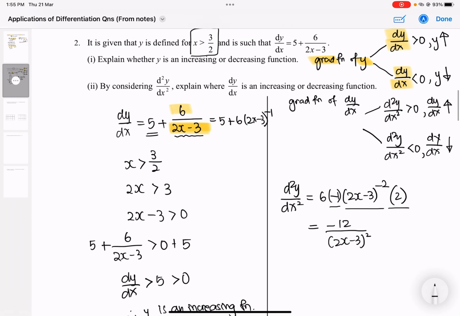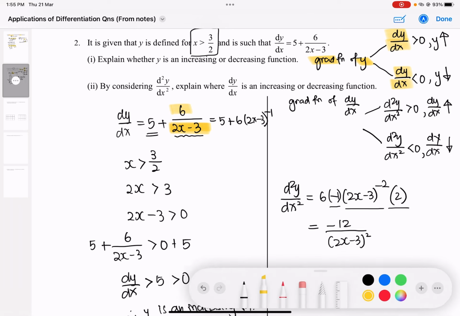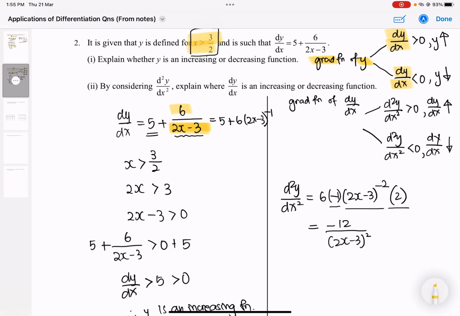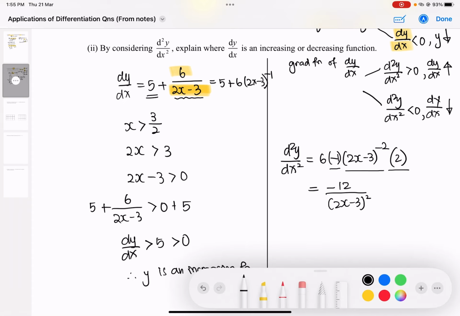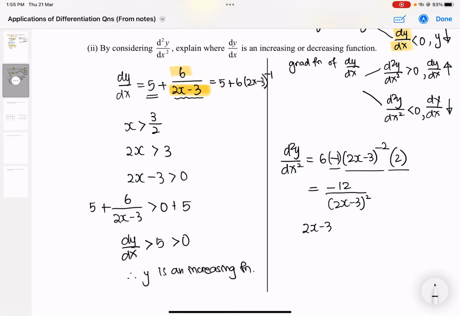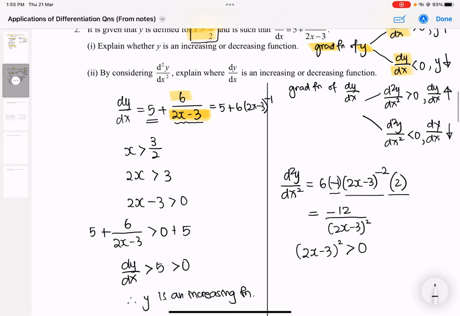Now for this expression, you can see that the denominator is a perfect square. 2x minus 3, the whole thing is squared. So I do not need to start off with this given information because I can already conclude that (2x minus 3) squared is more than or equal to 0 for all values of x. So this is a known mathematical fact.